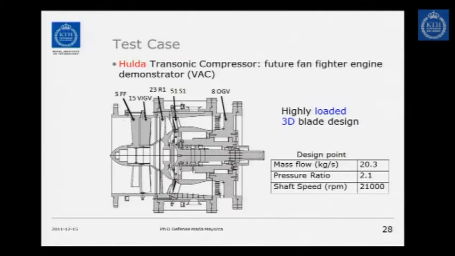So the second objective is the determination of a number of numerical uncertainties in the aeromechanical chain. For this, we have the test case. It's a Hulda transonic compressor, designed by Volvo Aero, and it's aimed to be a future fighter engine demonstrator. It's a very highly loaded blade, and the rotor blade has a very three-dimensional design, which is good for this application. It has 5 front frames, 15 VIGVs, 23 rotor blades, 51 stator blades, and 8 outlet guide vanes.